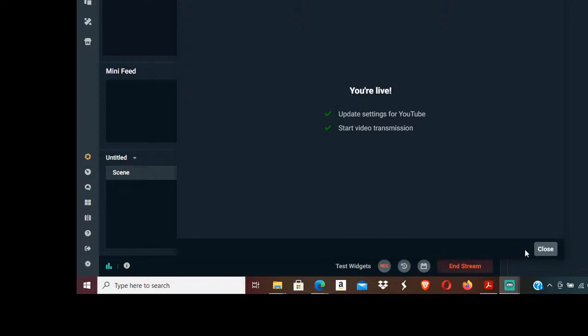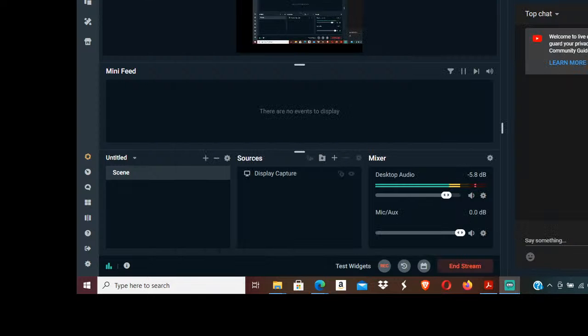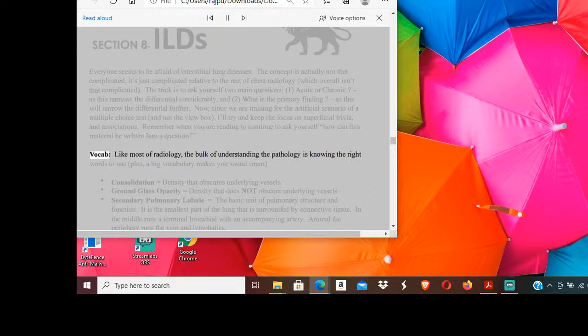Remember when you are reading to continue to ask yourself how can this material be written into a question. Vocab, like most of radiology, the bulk of understanding the pathology is knowing the right words to use, plus a big vocabulary makes you sound smart.